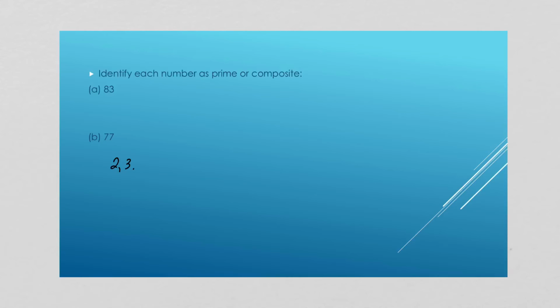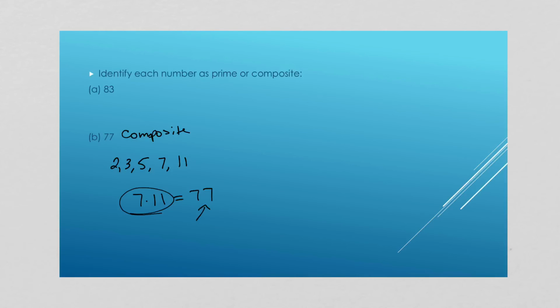2, 3, 5, 7, 11. Now I'm going to stop there. The reason why I'm going to stop there is because I know that 7 times 11 is 77. Because these two prime numbers multiply to be the number that we're looking for, we would say that this number is composite.